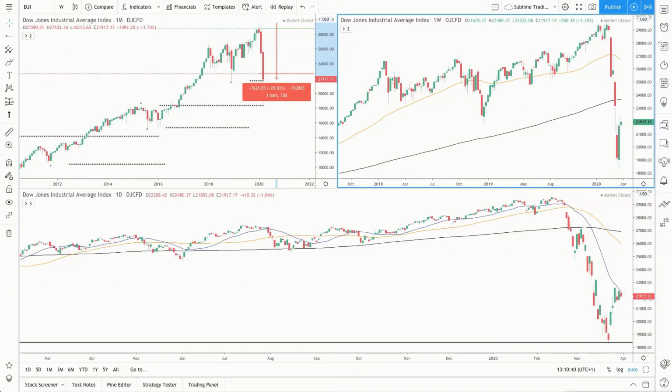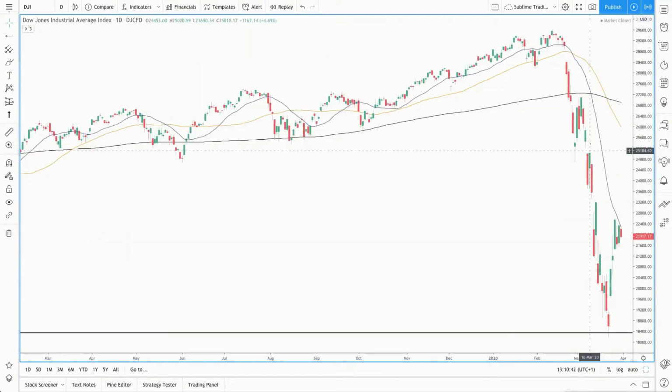If we come down to the daily time frame, very similar structure to the FTSE in that we've seen weakness to the downside. Price is trading below the 200, the 50 and the 20 simple moving average. We've had a pullback back to the 20 simple moving average, and you can see again here this area of support.